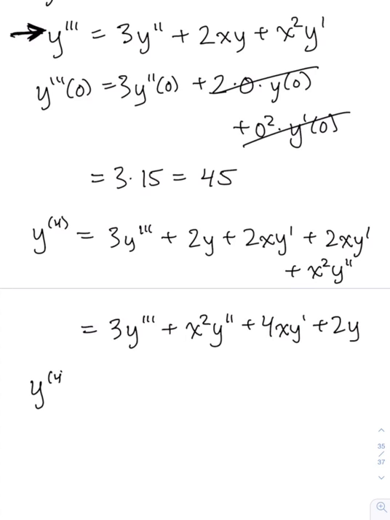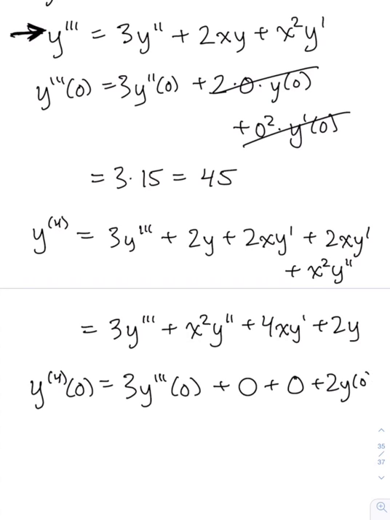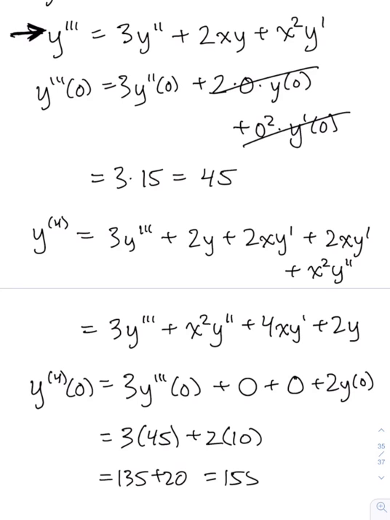So the fourth derivative at 0 is now 3 times y triple prime of 0. Then I got x squared, so I just get 0. I got an x there, I get 0, plus 2 times y of 0. All right, so that's 3 times 45 plus 2 times y of 0, which is 10. So what's that? 135 plus 20, so 155.